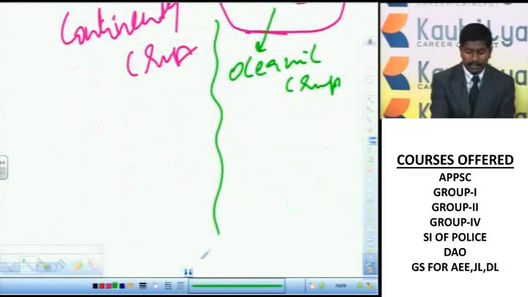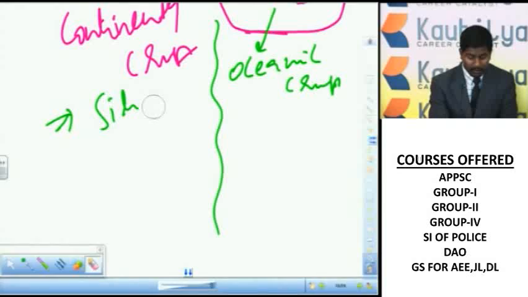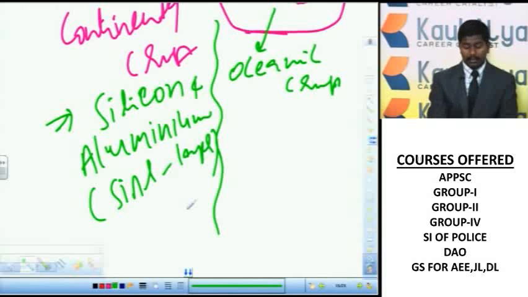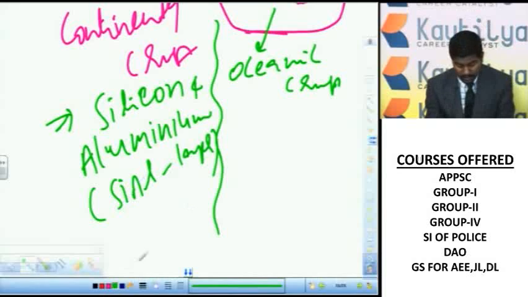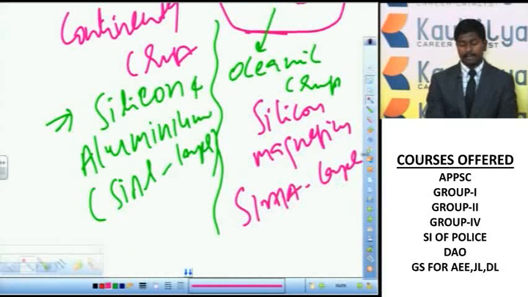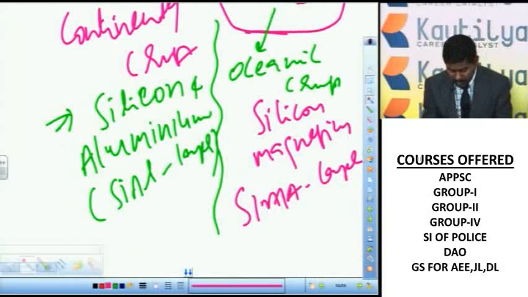Now this continental crust is dominated by silicon and aluminum minerals, so it is called the Sial layer. Whereas oceanic crust is dominated by silicon and magnesium, and it is called the Sima layer. Continental crust is the Sial layer and oceanic crust is the Sima layer.